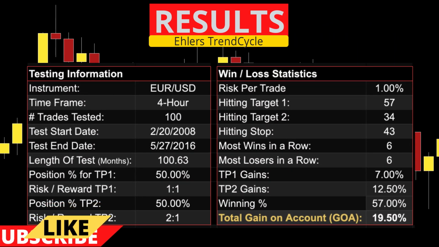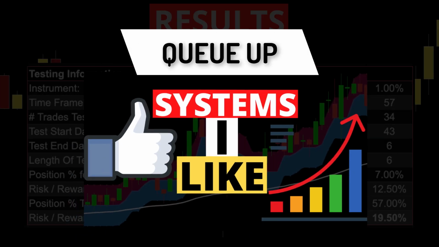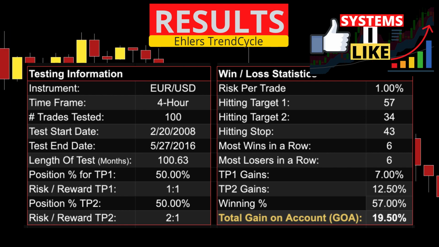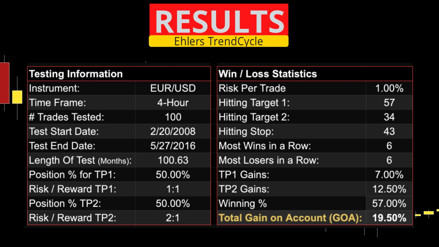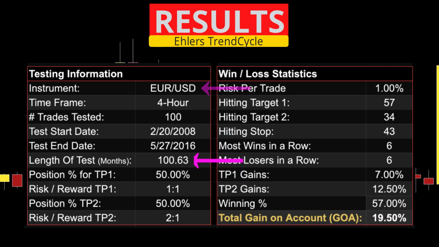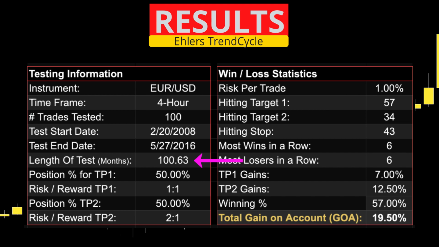Remember, this is just 100 tests on one instrument. If you are thinking of using this system, please do all the required testing and be sure to let our community know what you discover. This test was done on the most traded instrument in the world, Euro versus the US dollar, 4-hour candles. It took about 8 years to find the 100 setups.